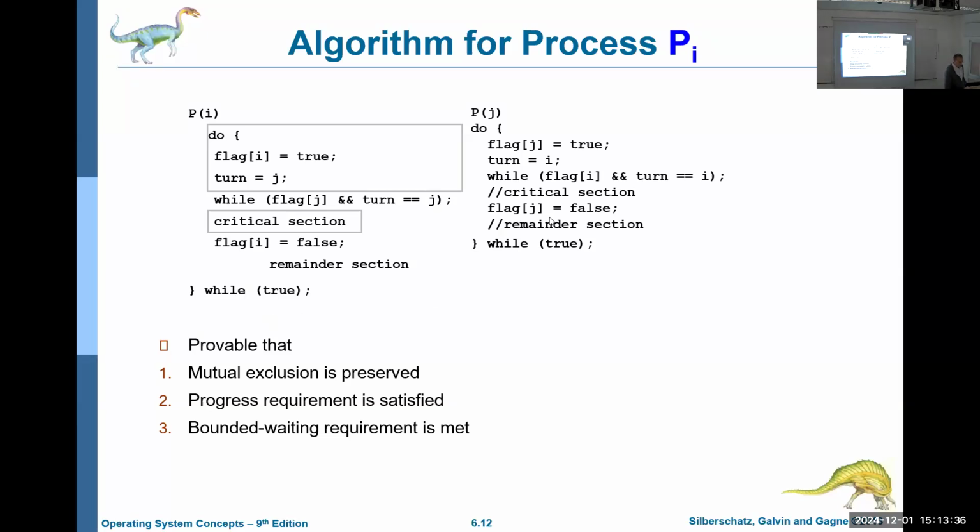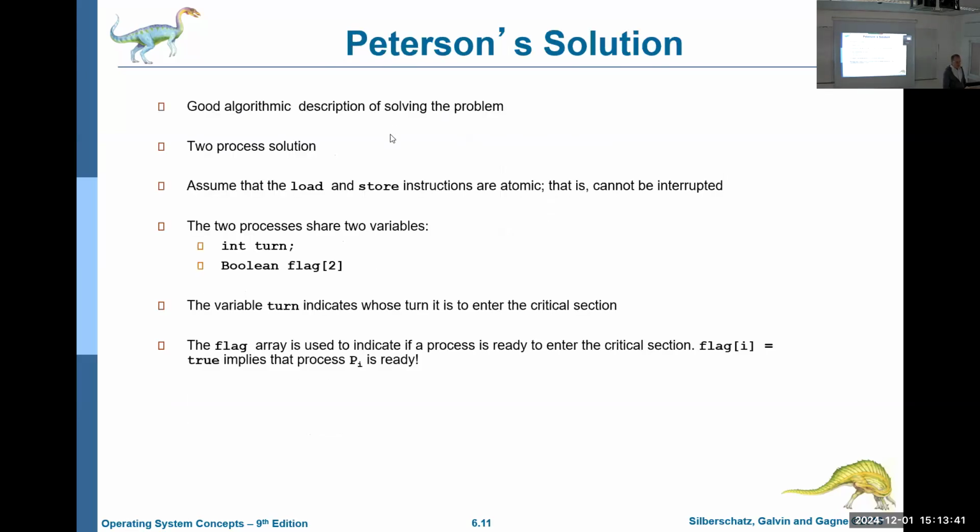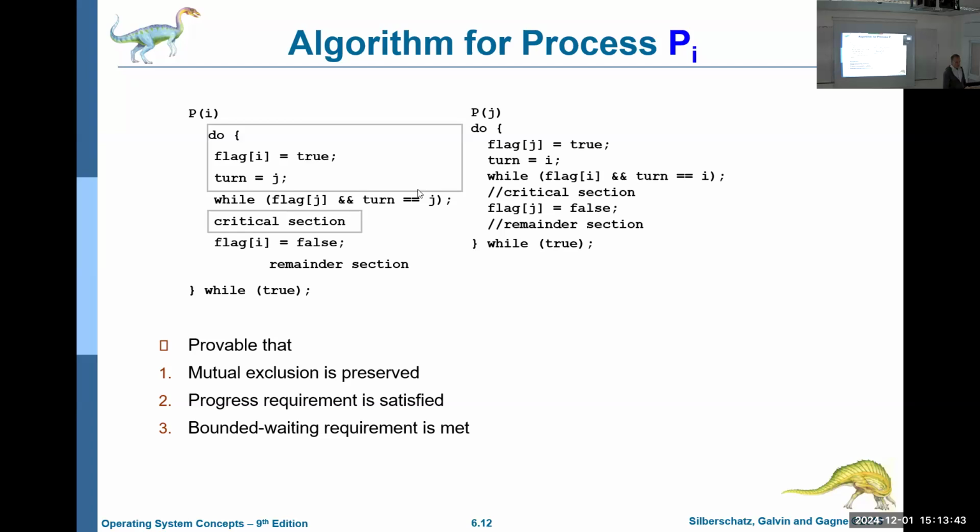So it's provable that the progress requirement is satisfied and the waiting is bounded. So that's Peterson's solution. Very nice solution.